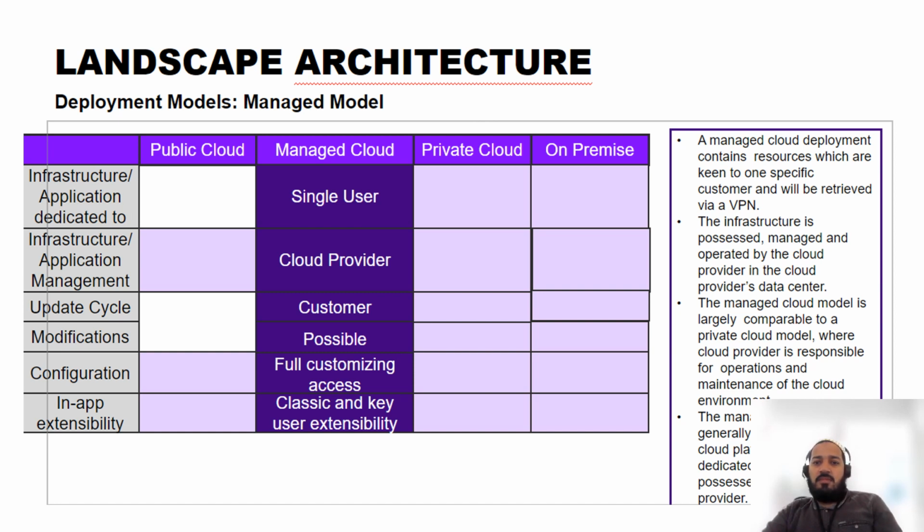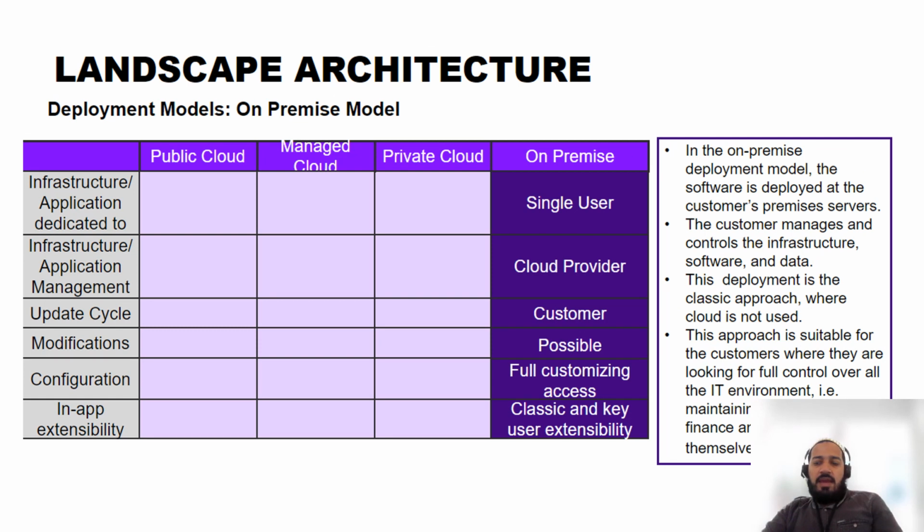The managed cloud deployment contains resources which are dedicated to one specific customer and will be accessed via VPN. Okay, so this is what managed cloud deployments look like. The infrastructure is possessed, managed, and operated by the cloud provider in the cloud provider's data centers. It is also largely comparable to a private cloud model, where the cloud provider is responsible for the operations and maintenance of the cloud environment.